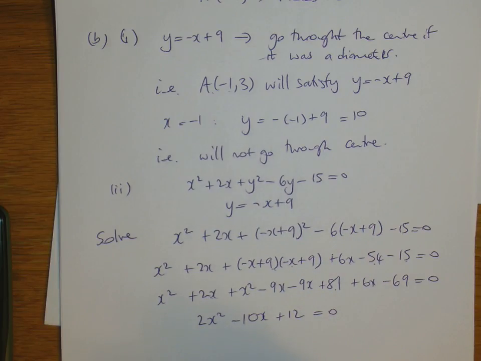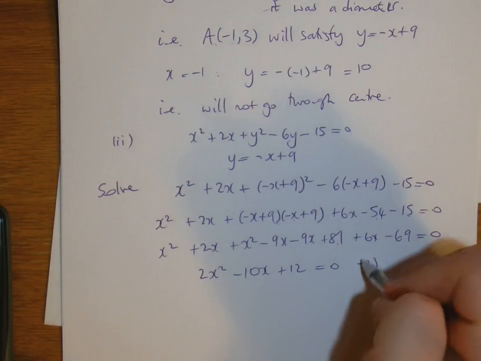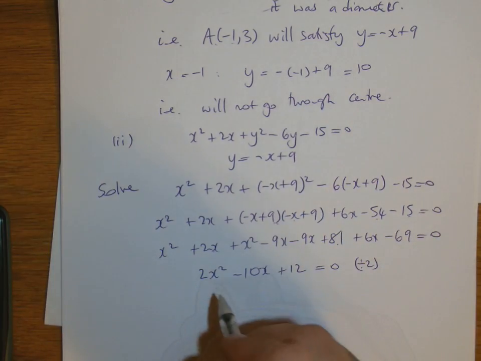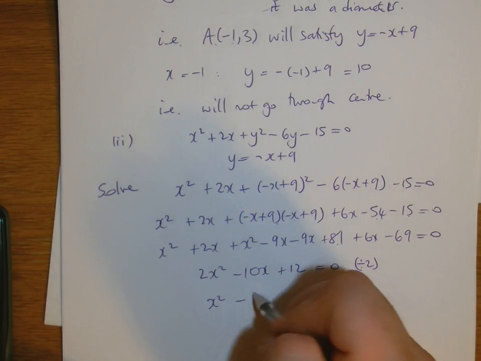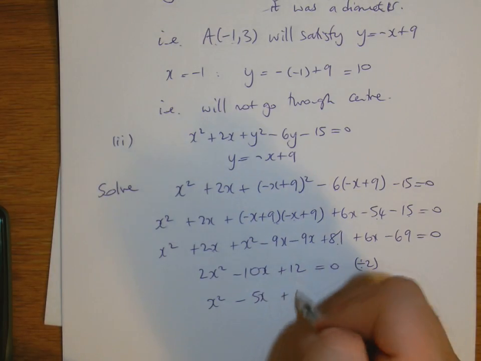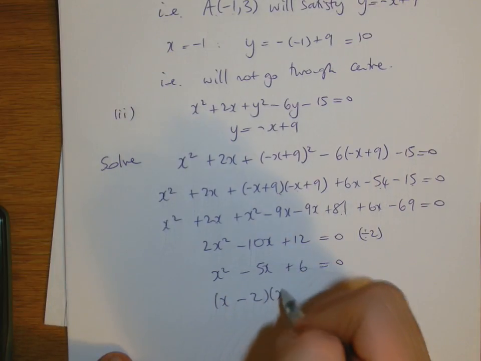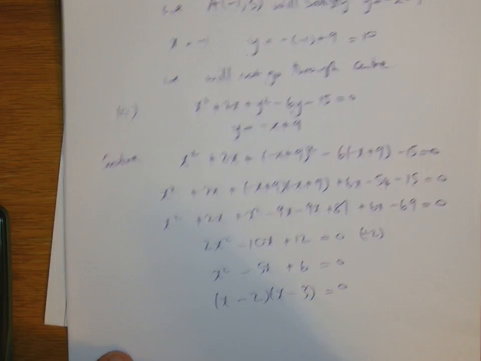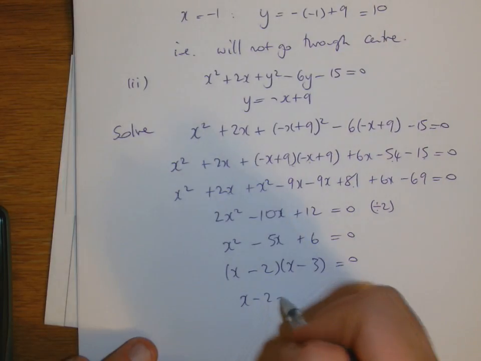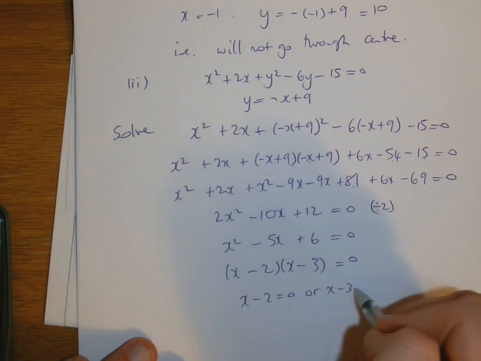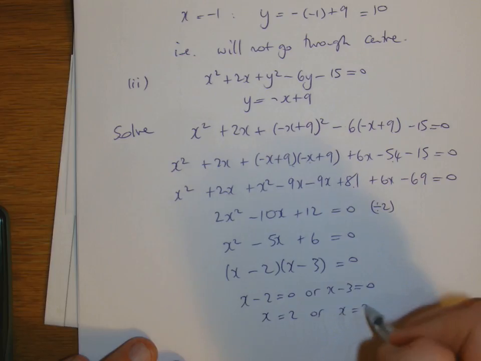Okay, now before I factorize this, I think I can divide through by 2, because 2 is a common factor here. 2 goes into everything. So if I divide by 2, you get x squared. Divide that by 2, you get 5x. Divide that by 2, you get 6. And then I can easily factorize this. This becomes x minus 2, x minus 3, which equals 0. So either x minus 2 equals 0 or x minus 3 equals 0. So x would equal 2 or x would equal 3.